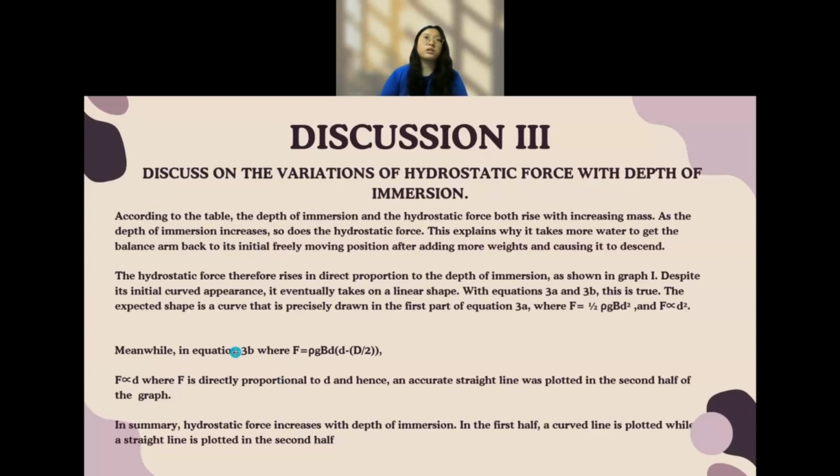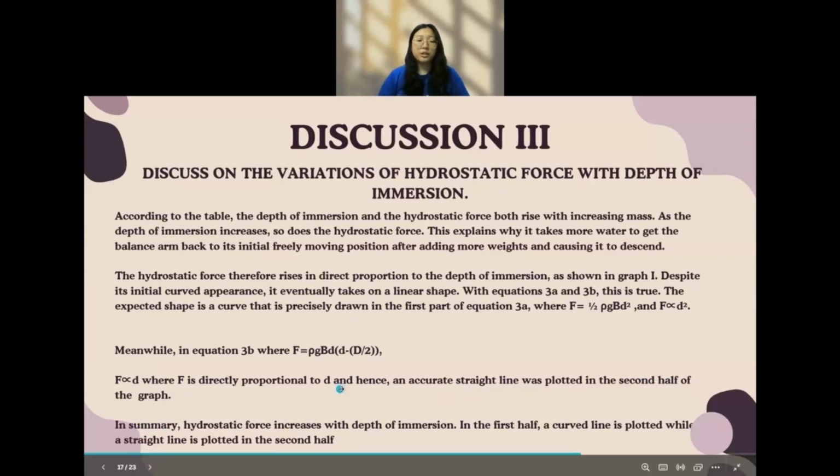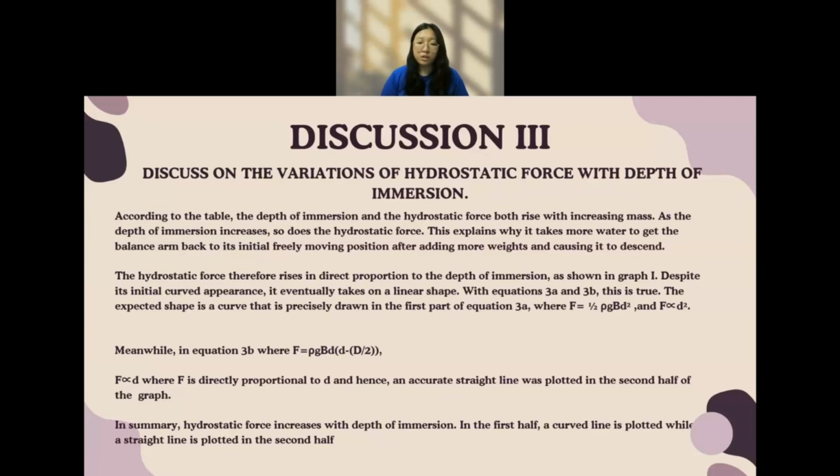For equation 3b, which is fully submerged, F is equal to rho g b D times (d minus D over 2). The capital D is the height of the quadrant, so F is directly proportional to d. An accurate straight line was plotted in the second half of the graph. So in summary, the hydrostatic force increases with the depth of immersion. In the first half, a curved line is plotted, and in the second half, a straight line is plotted.